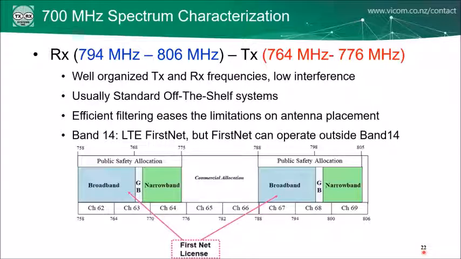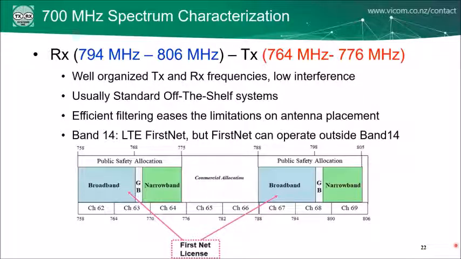Moving into the 700 megahertz, now we're really getting organized. We have dedicated downlink and uplink frequencies. We have narrowband and broadband applications, and we're usually using some standard off-the-shelf systems, which means that your costs are going to be better. We have efficient filtering. We've got shorter wavelengths, and because of that, we also have easing of the limitations on antenna placement.